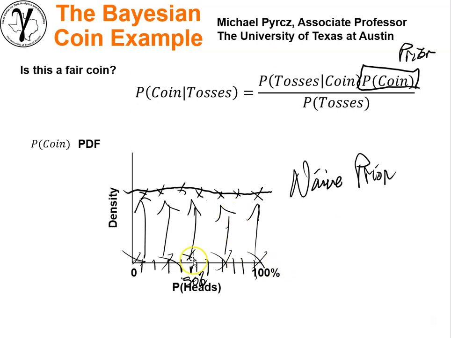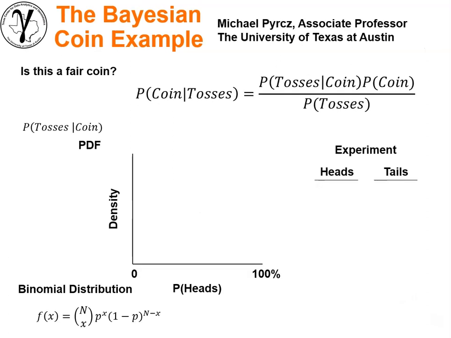Now what I'll do next is I'll talk about the likelihood model. All right, now let's talk about the likelihood. So the likelihood is this part of the equation right here. It's the probability of the outcome from the experiment given the coin. So, likelihood function right here.